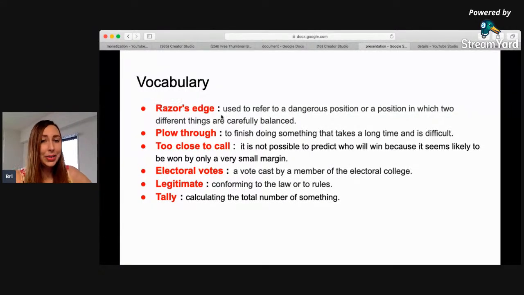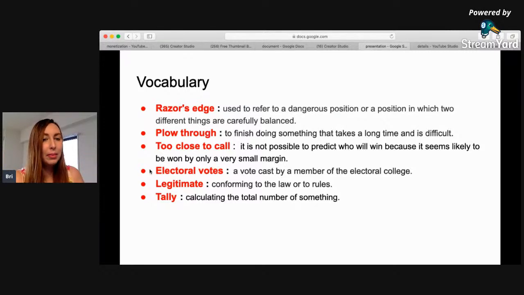So, remember, razor's edge is when something is balancing between two things. It could be a little bit of a dangerous situation. Plow through means to finish doing something that takes a long time and is difficult. This one we often use in our daily life, right? For example, if you plow through some food, that means you eat it all up, or you have to plow through some homework, you have to plow through your taxes, something that takes a long time and is difficult. And then too close to call, we also use this whenever we're talking about a race. It is very hard to predict who will win.